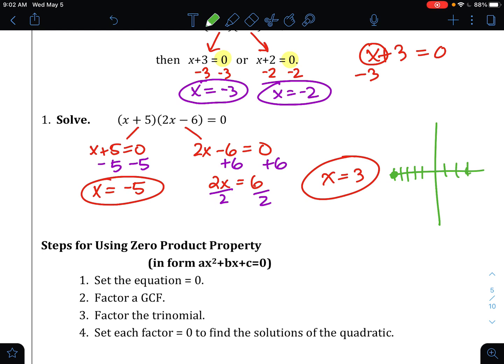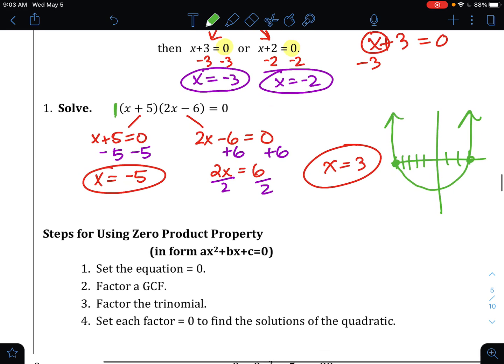I'm crossing at 3. I know it's opening up because the a value is 1, and so I'm just going to make a real rough sketch, something like that. I didn't calculate the vertex. I just made a really rough estimate.